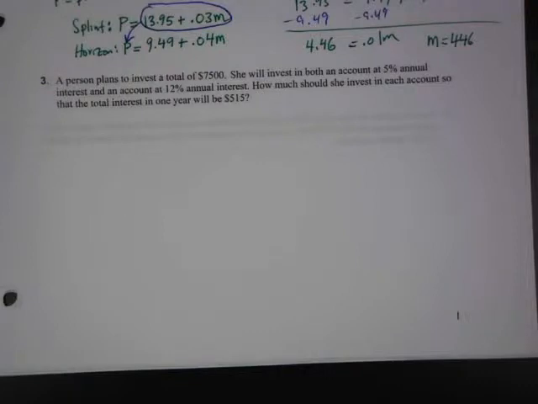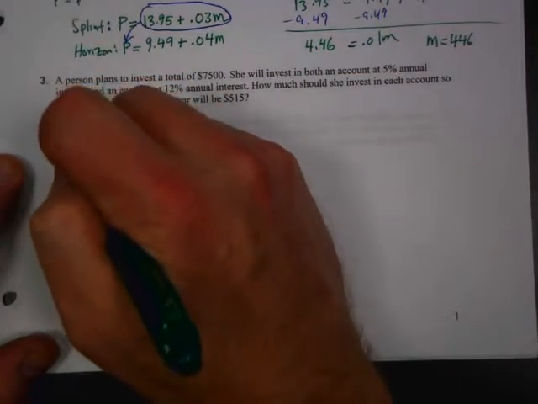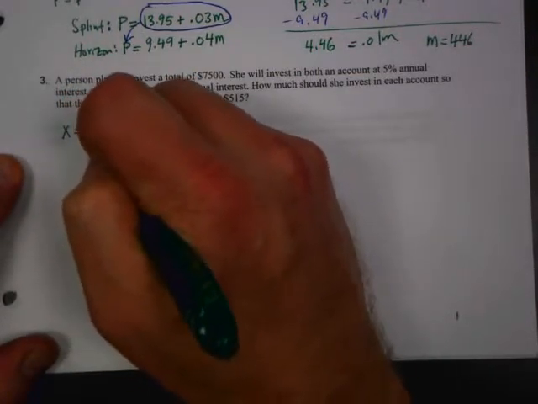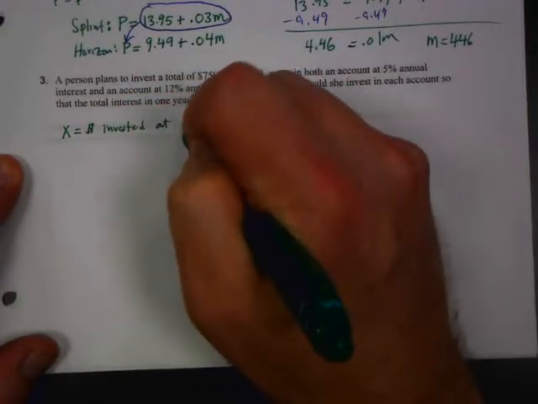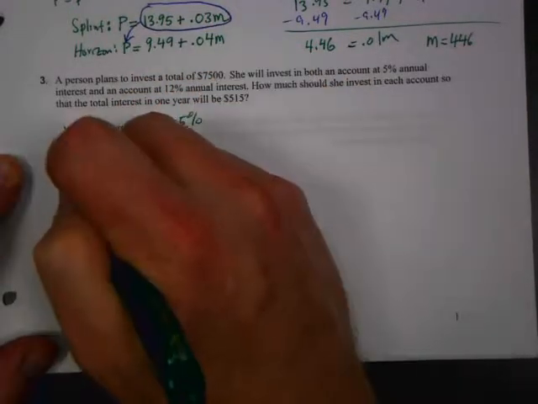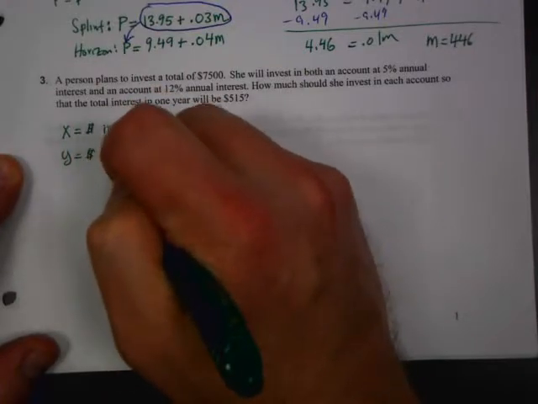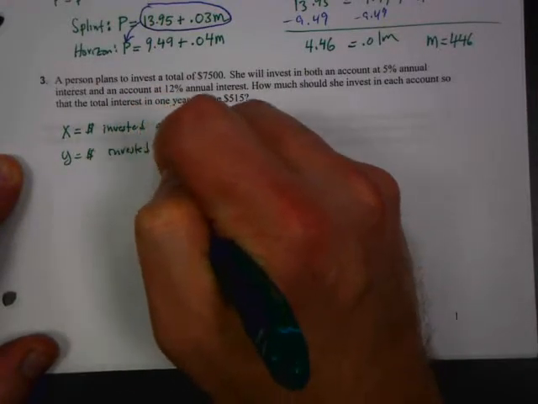A, B. I don't think it makes much difference in this case because it's just account number 1 and account number 2. So instead of A and B, I'm going to use X and Y because that's what we usually use. So I'll let X equal money invested at 5%, and Y equal money invested at 12%.